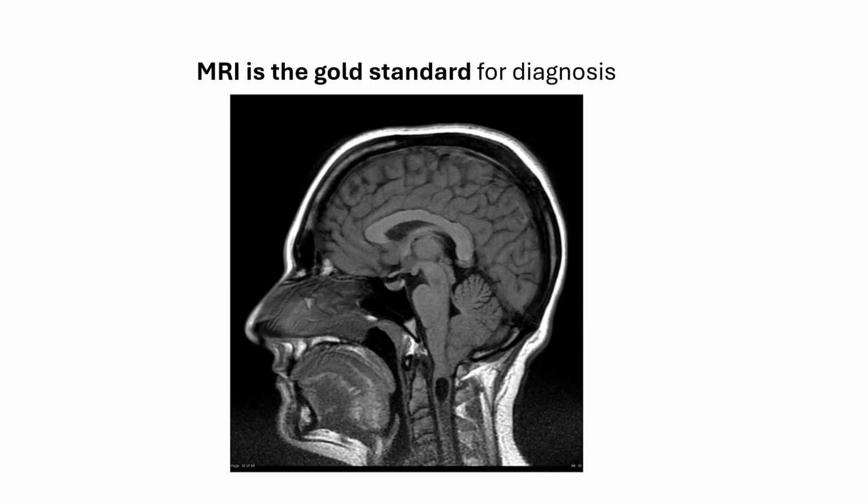MRI is the gold standard for the diagnosis of Chiari malformation, and it is diagnosed mostly in the sagittal section. Here we can see the sagittal section MRI showing the descent of the cerebellar tonsil along with the syrinx. Now, classification and radiological findings of each type of Chiari malformation.